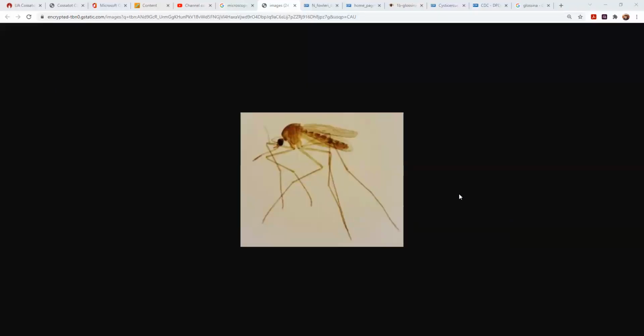In this video, I'm going to do a walkthrough of the 5 different organisms that you're going to look at for Lab 25, which are pathogens that affect the nervous system. This first image that you're looking at here is of the Culex species of mosquito.